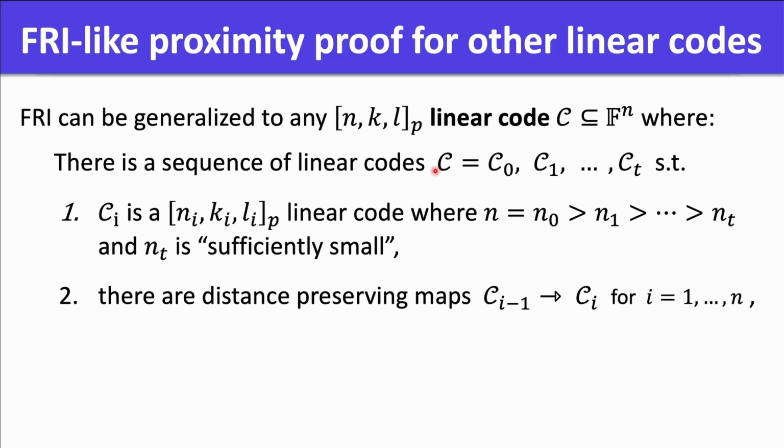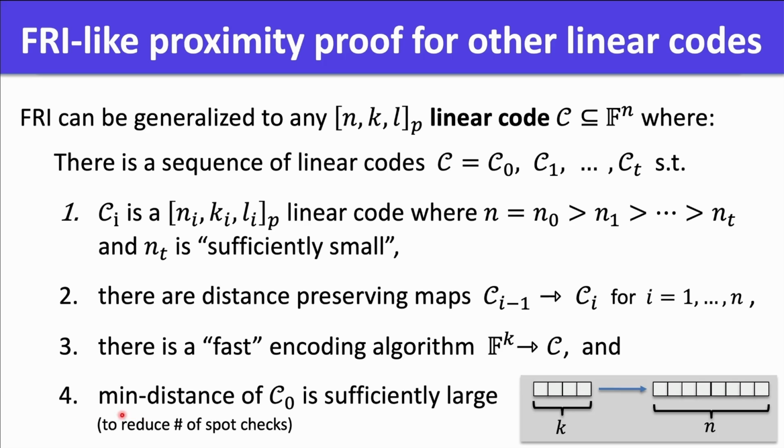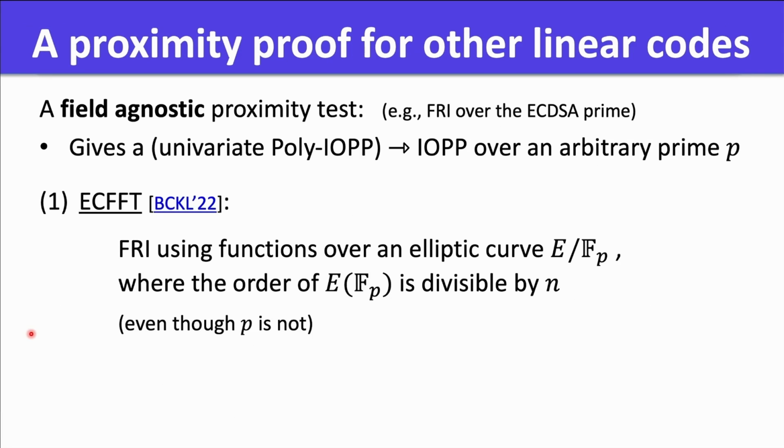In the case of Reed-Solomon, we use folding as the distance-preserving map, but other codes might have other distance-preserving maps attached to them. So as long as we can take a code C and represent it as a tower of codes, C0 to CT, whose length decrease as we move along the tower, and we have these distance-preserving maps, we get an FRI-like mechanism. In addition, we also need a fast encoding algorithm that will take a message in F to the K and map it to an element in the code. This is so that when the prover needs to commit to a polynomial, it's actually quick to compute the corresponding code word. And finally, we need C0 to have a good minimum distance so that we have a good bound on the number of spot checks that we need to do for each one of these maps. So as long as we can find a code that satisfies these properties, we immediately get an FRI-like proximity proof for that code. And this is something that's been done quite a bit.